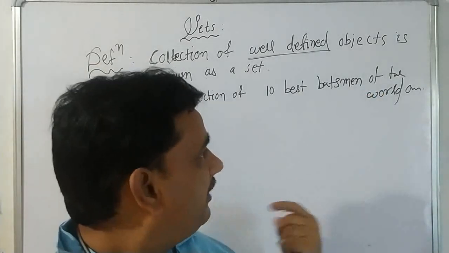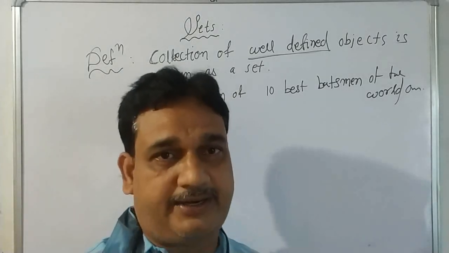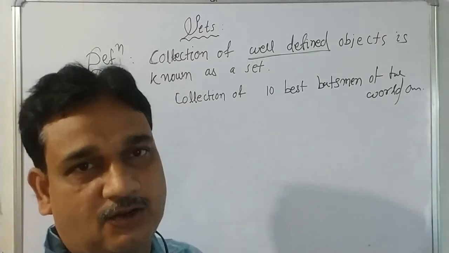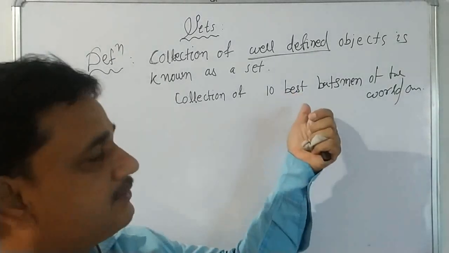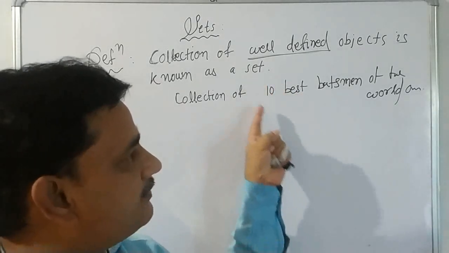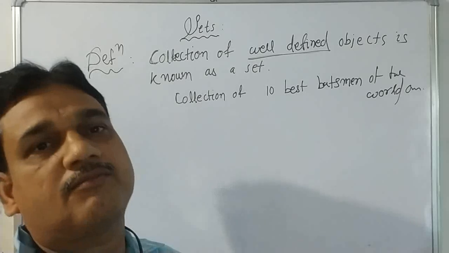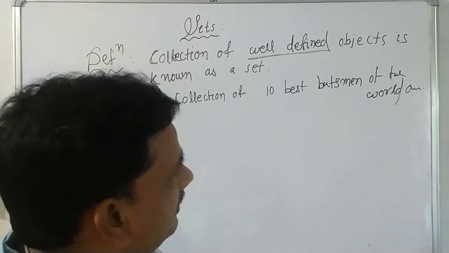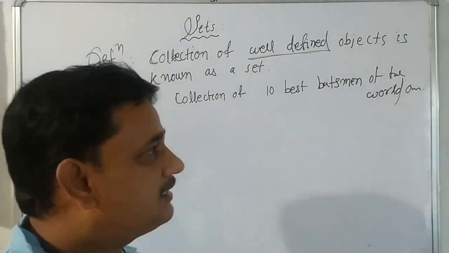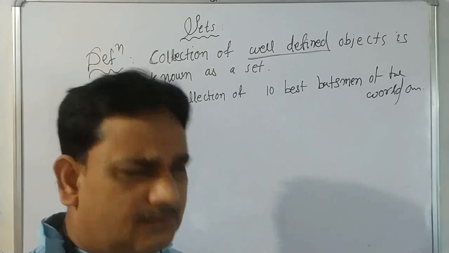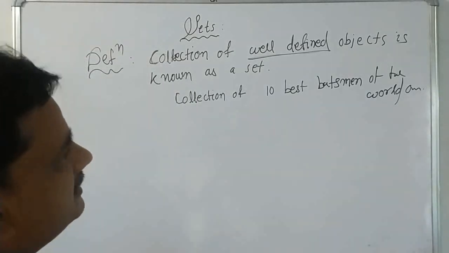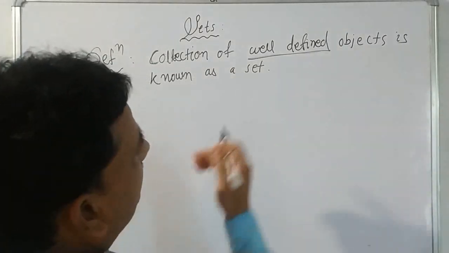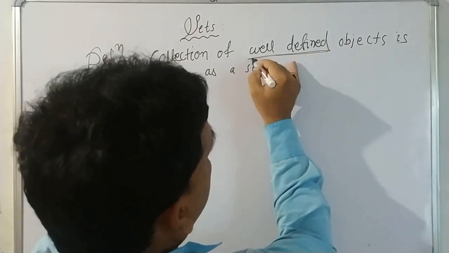So when things are not clear and not defined, you cannot say that it is a set. This collection of 10 best batsmen varies from person to person. Some may say that Sachin Tendulkar is the best batsman of the world, and some may say no, it's Virat Kohli. It differs. So this is not called a set. That's why I put stress on this.